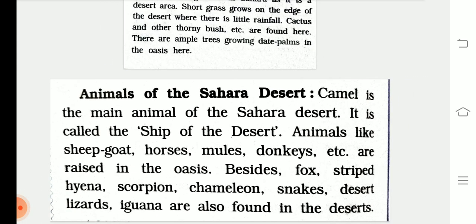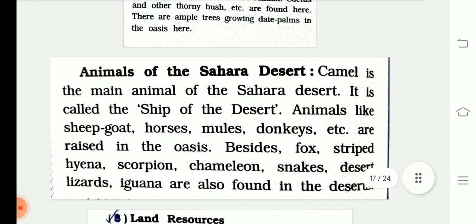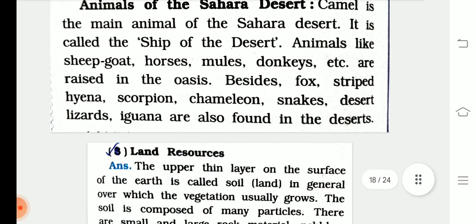Okay, animals of the Sahara desert. The camel is the main animal of the Sahara desert. It is called the ship of the desert. Animals like sheep, goats, horses, mules, donkeys etc. are raised in the oases. Besides, fox, striped hyena, scorpion, chameleon, snakes and desert lizards are also found in the desert.